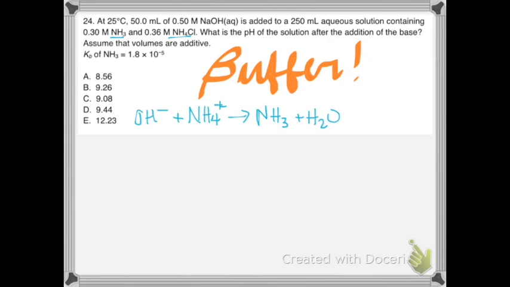Okay, whenever we have a reaction, we're going to use an ICF table and work in terms of moles. So I'm not going to show you the conversions to get to moles. I have it in some other problems. But we would have 0.025 moles of the hydroxide, 0.09 moles of the ammonium, and 0.075 moles of the ammonia. And we ignore water.